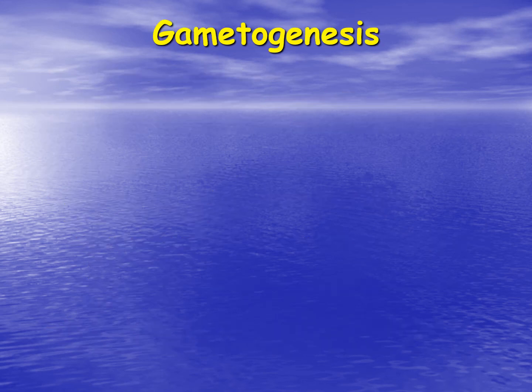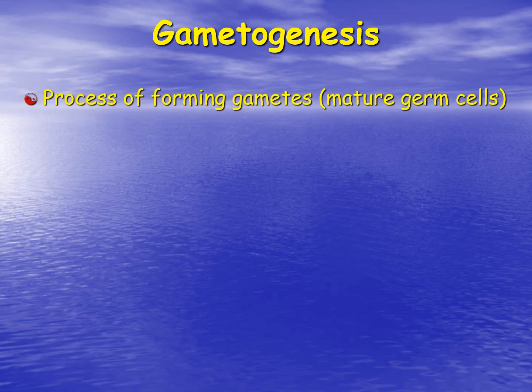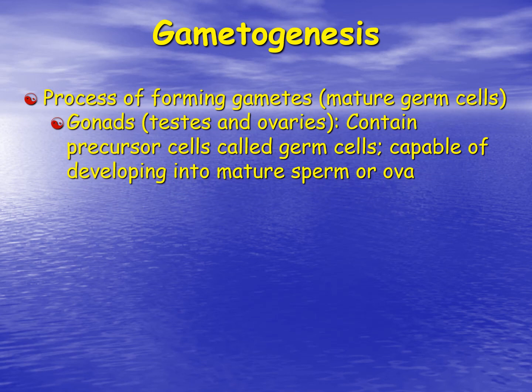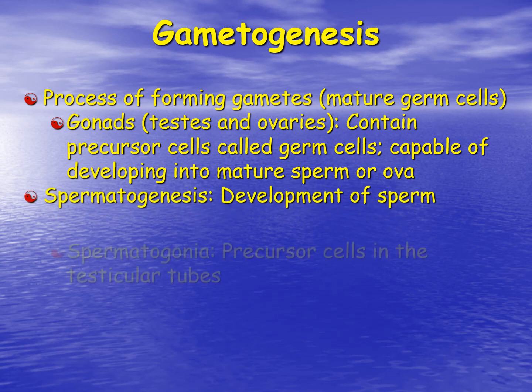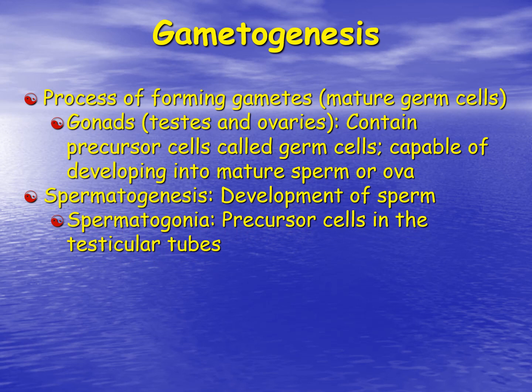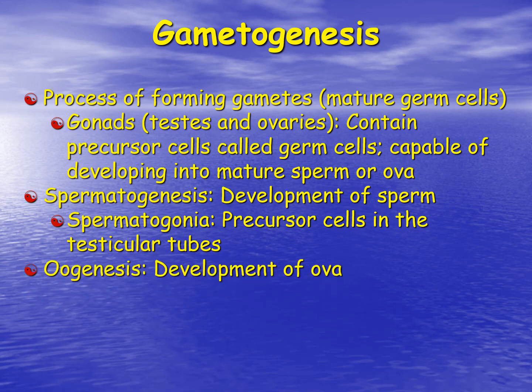Gametogenesis, or the formation of the gametes, is the process of forming these mature sex cells. In the gonads, the testes and ovaries, there are precursor cells called germ cells that are capable of developing into the mature sperm or ovum. Spermatogenesis is the development of the sperm, and spermatogonia are the precursor cells in the testicular tubules. The spermatogonia are diploid cells, or 2N cells. Oogenesis is the development of the ovum, and the oogonial cells within the ovary are the precursor cells to the development of the ovum.